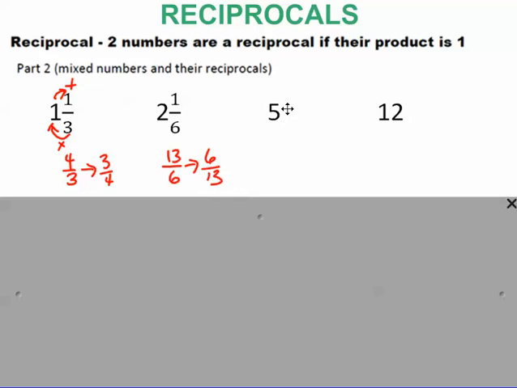Okay. All right, if I have a whole number, I can always turn a whole number into a fraction by simply putting a 1 underneath it. Okay, that's as easy as it needs to be. To turn a whole number into a fraction, I just put a 1 underneath it. So now my reciprocal, flip it, simply becomes 1/5. Okay, 12/1, its reciprocal would be 1/12.